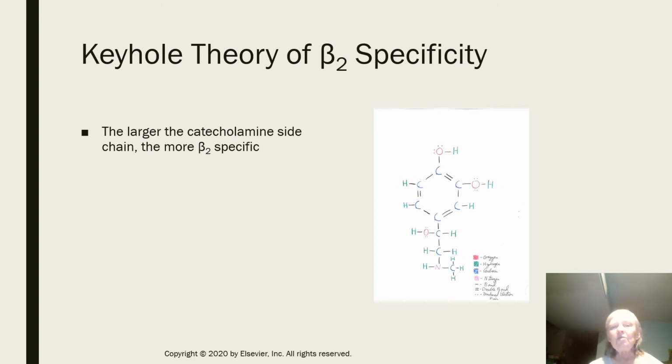So you have your Kehoe theory of your beta-2 specificity. Basically, what we're doing is we're changing the end of these chains. And as we change these ends of the chains of the different drugs, then we get better beta-2 more than beta-1.